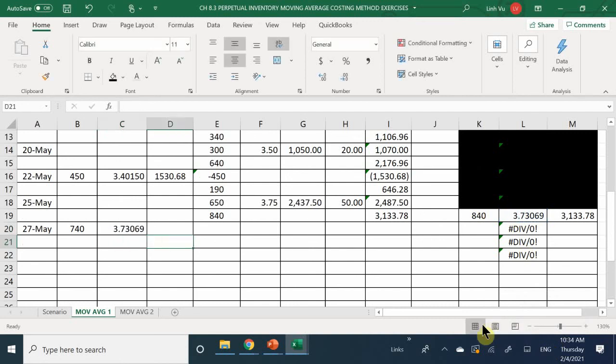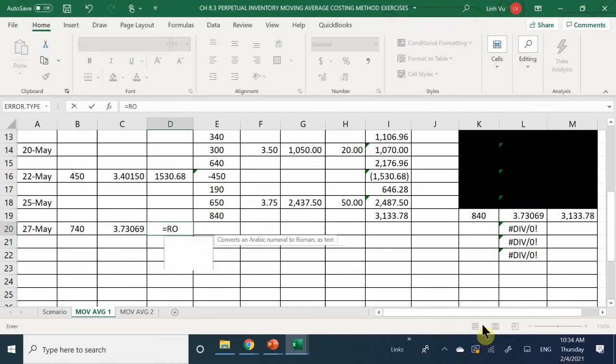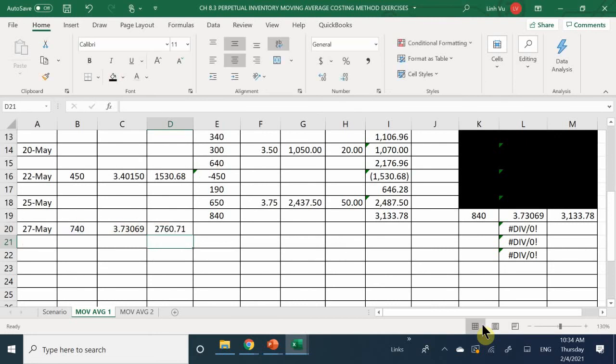$3.73. So what's my total cost of goods sold going to be here? 2,760.71. Good. All right. I'm going to subtract that out as well to get my new ending balance of 100, which is correct. That's exactly what the physical count says, right?